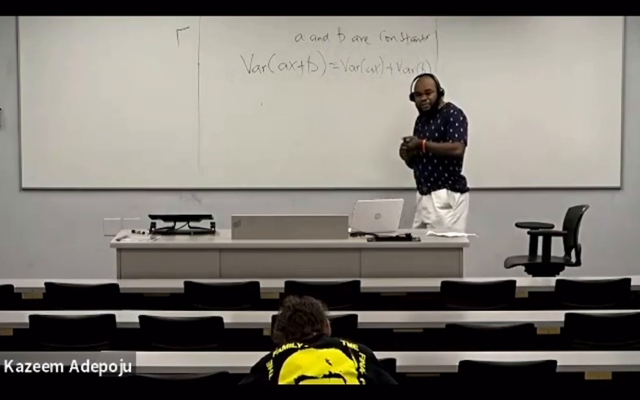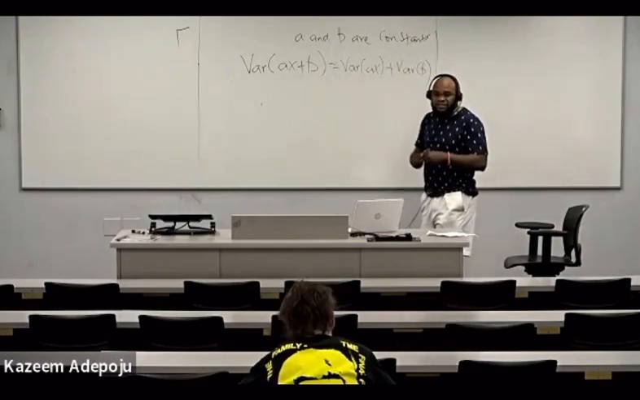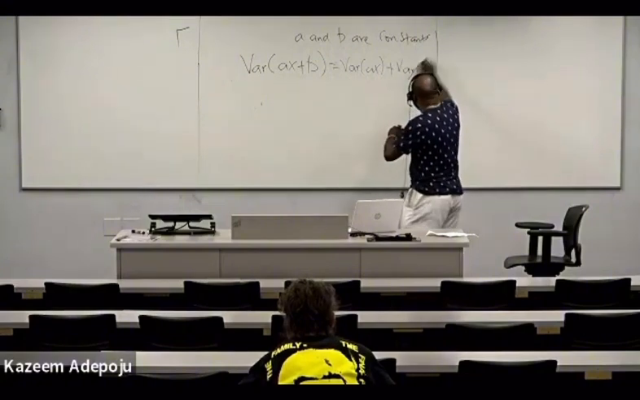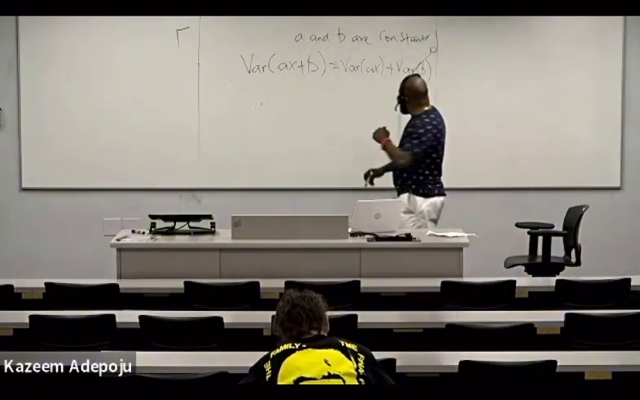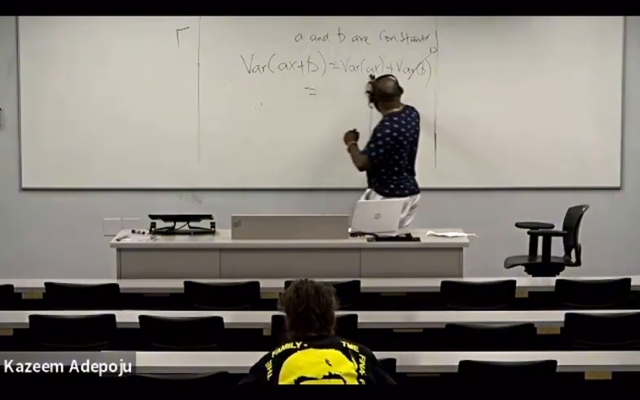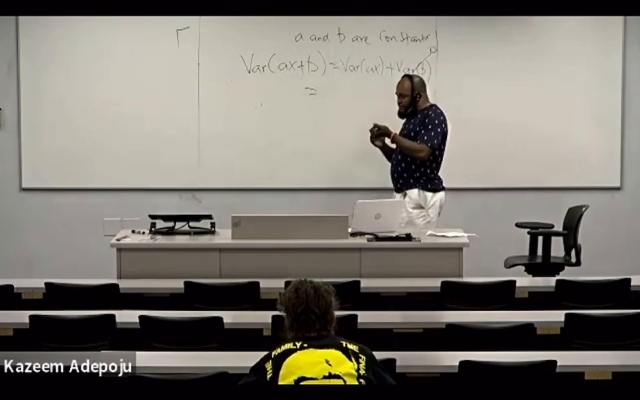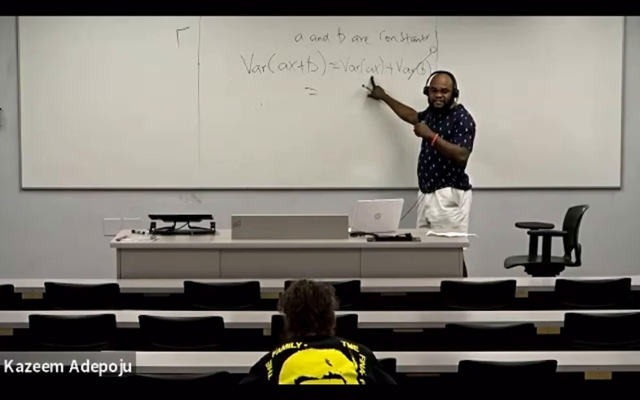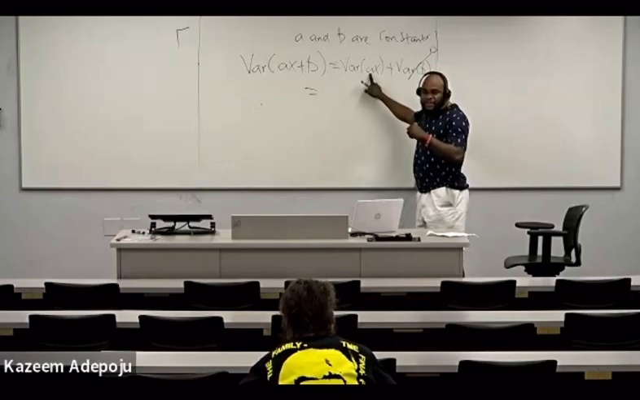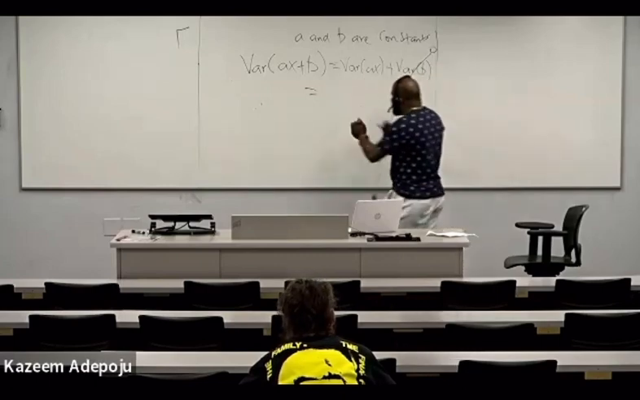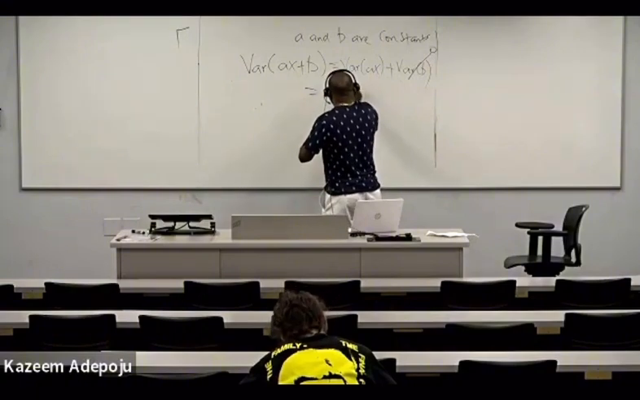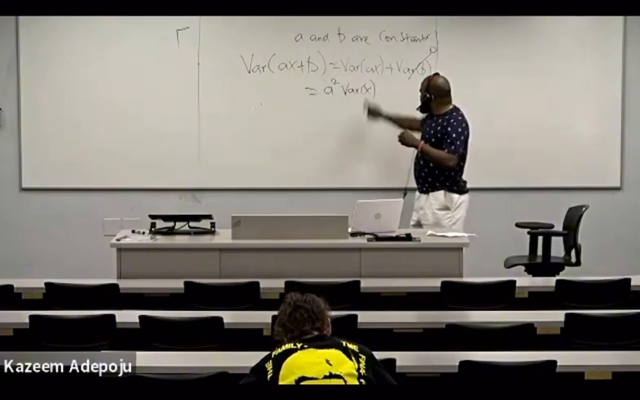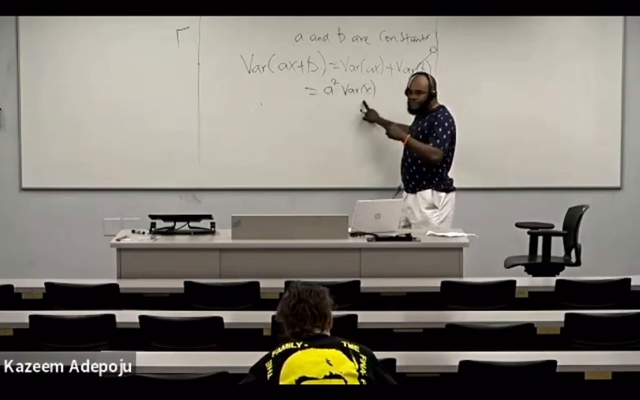Now what is the variance of a constant? A constant doesn't change, right? The variance of a constant is going to be 0. This guy is 0. Then here, when you have a constant inside a parenthesis, that very constant comes out squared: a squared variance of x. Take a look at that.